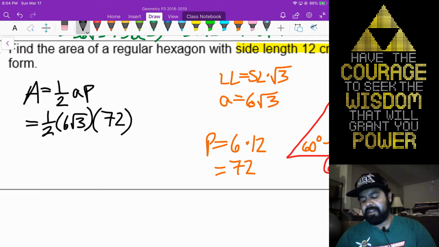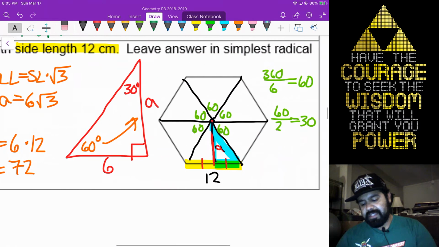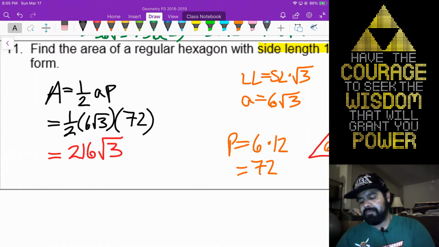So let's see here. I know half of 72 is 36. 36 times 6, 216. And of course, Ariana, you're watching, so you can confirm and check this. Okay. 216, and don't forget your rad 3. And that's going to be centimeters squared, because that is our unit.